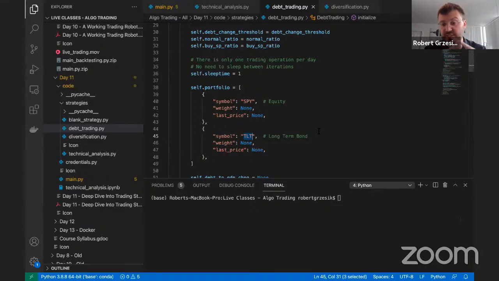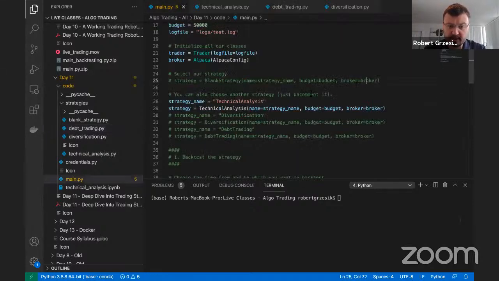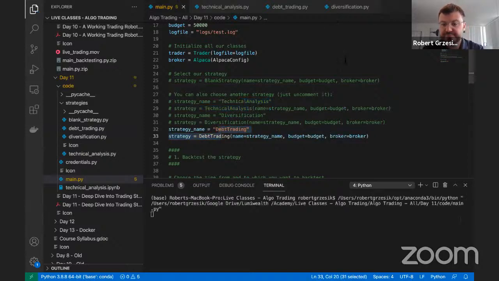So it starts off again with a 60-40 and then changes the weighting, not based on the technical indicators, but based on debt, right? So we're looking at how much debt the US economy has taken on over the past 300 or so days, right? And let's run this strategy as well. Okay, I'm going to get it going here. Turn on the debt trading strategy. Okay, I'll have this run.